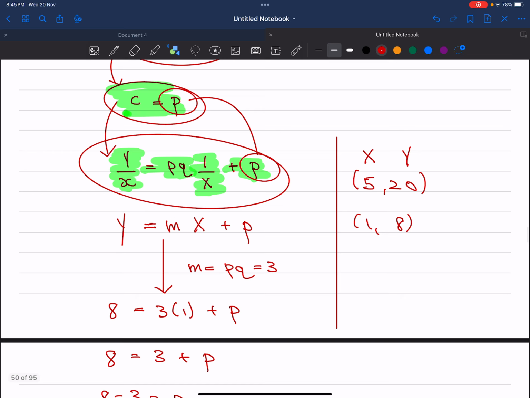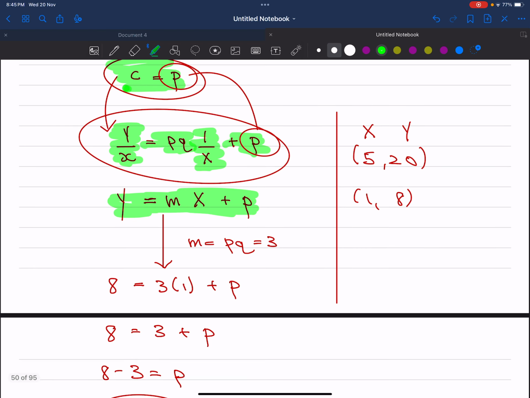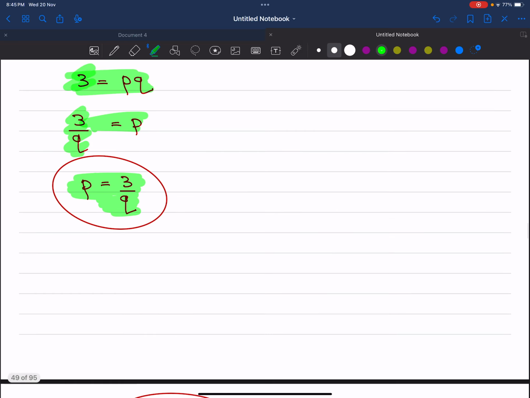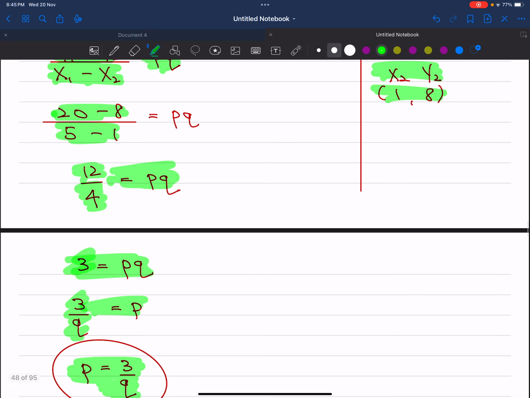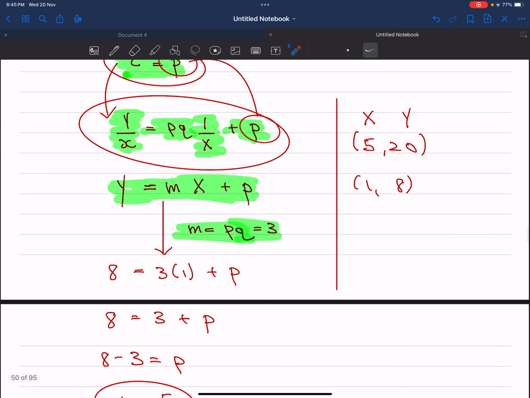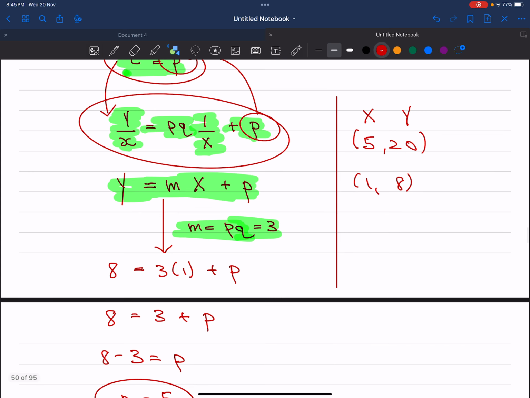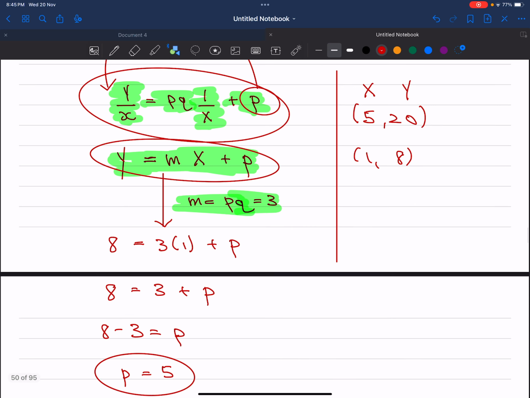Comparing this equation with our capital Y equals M capital X plus p, just now we already got that the gradient is pq, the same as 3. We have got it from the earlier part. Now, in this equation, we are going to substitute a coordinate. Either you substitute in this, or much easier, you substitute in this. Both also can. I'm going to use the second one.